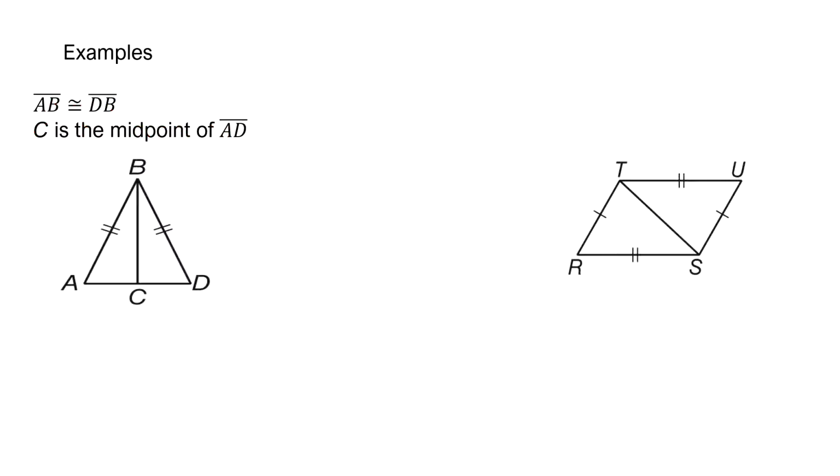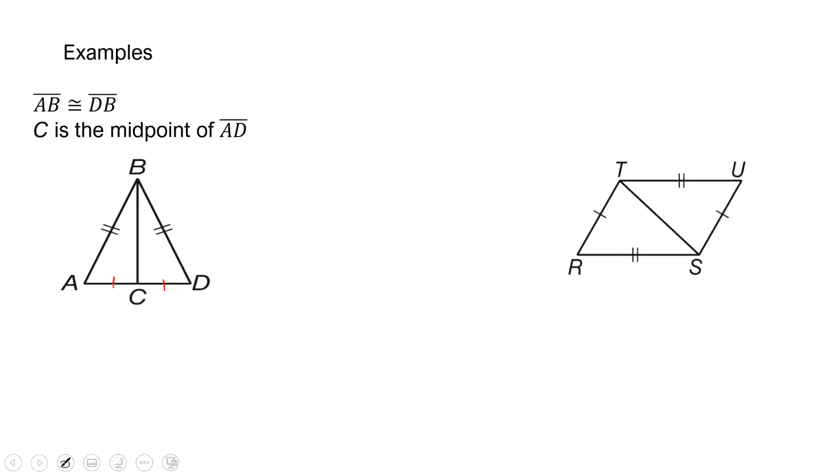So we have some examples. We're told in the example on the left that side AB is congruent to side DB. We see the two slash marks there. Then we're told that point C is the midpoint of segment AD. What the midpoint means is that the left side, AC, is equal to side CD. So that tells us right away that these two sides are congruent as well. We see two triangles in the picture, and we're trying to prove that both triangles are congruent.